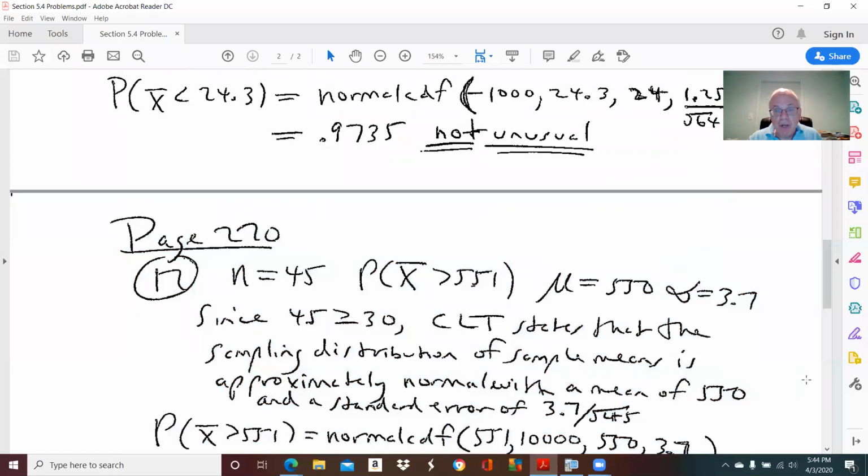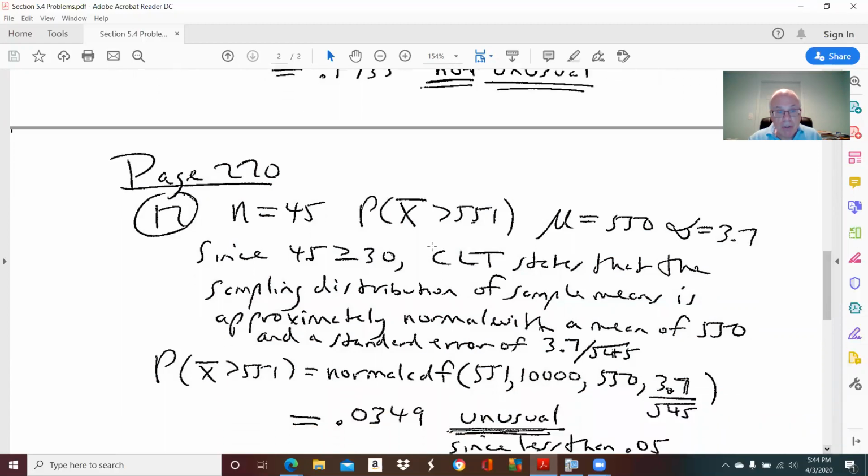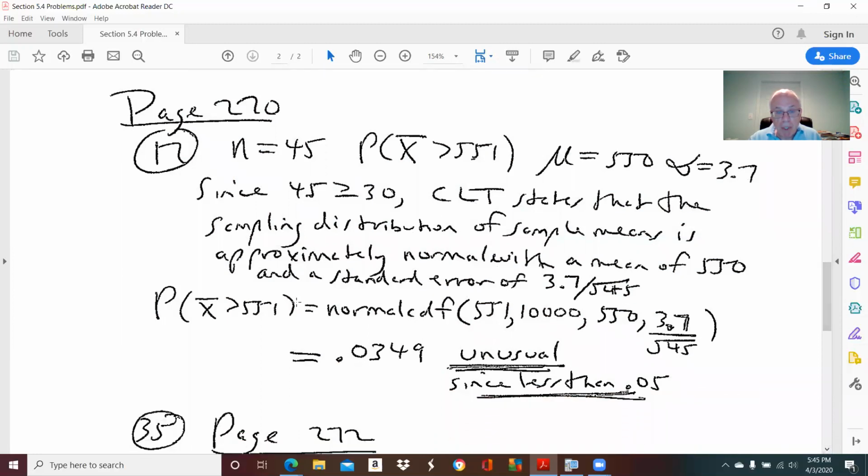So we're being asked to find the probability that X bar is greater than 551, and the sample size is 45. The mean is 550 for the population. The standard deviation of the population is 3.7. Once again, since 45 is greater than or equal to 30, the central limit theorem says the sampling distribution is approximately normal. It has a mean of 550 and a standard error of 3.7 divided by the square root of 45, all right? And that's what we put into our calculator.